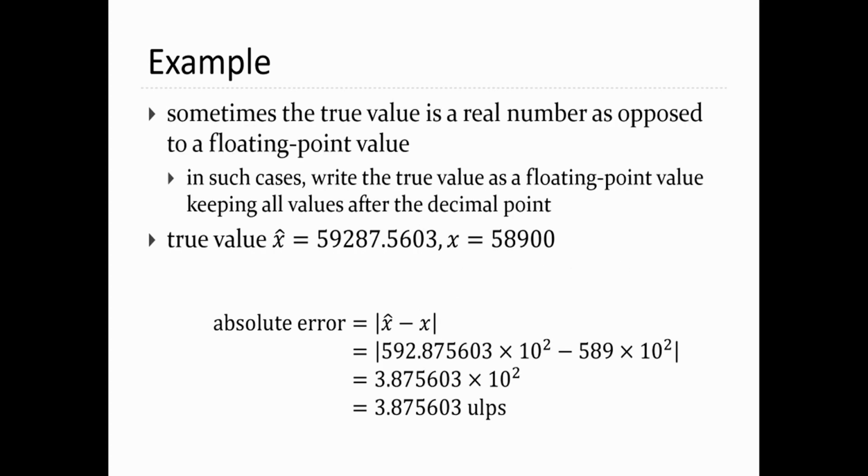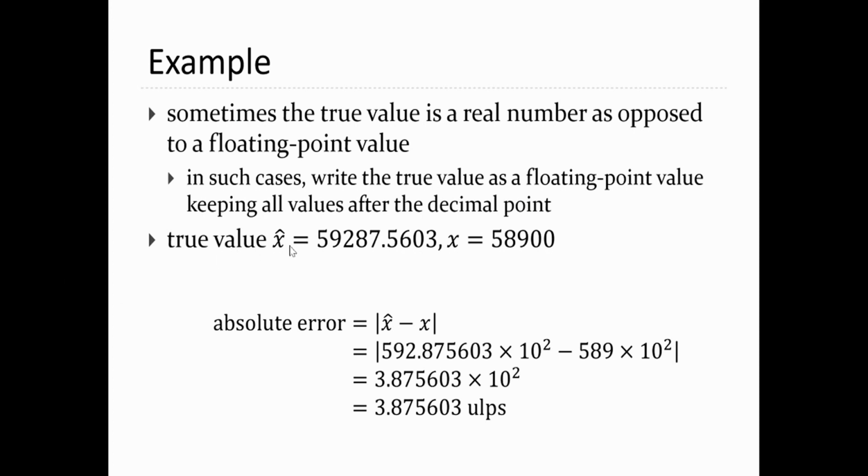Okay, now sometimes your true value is a real number as opposed to a floating point value. So maybe you want to calculate how close can I compute pi. So pi is 3.14 and then some infinite number of digits. If you want to calculate the error in ULPs, you just write down pi, or in this case this number here, using your floating point representation, and you keep all the digits that you have. So even though our floating point representation only has 3 digits, for the true value you can keep all the digits that you have.